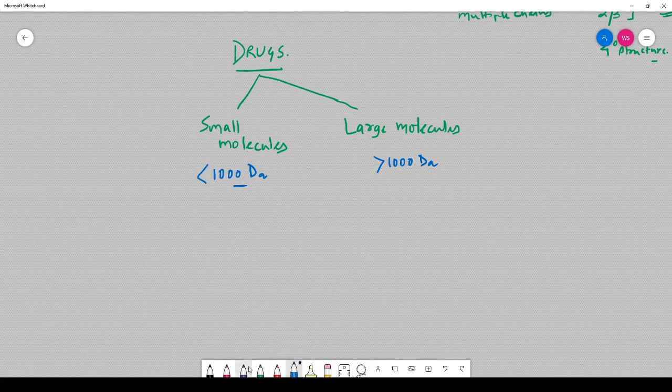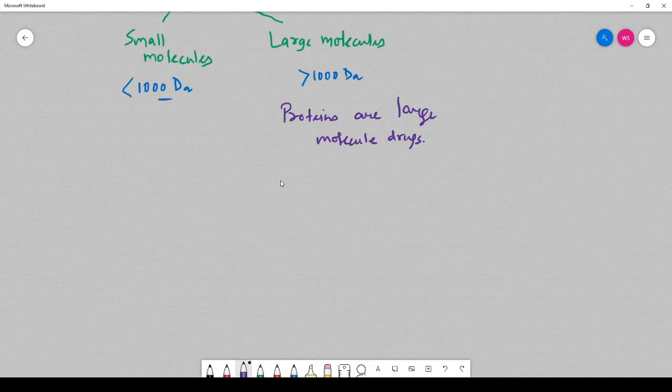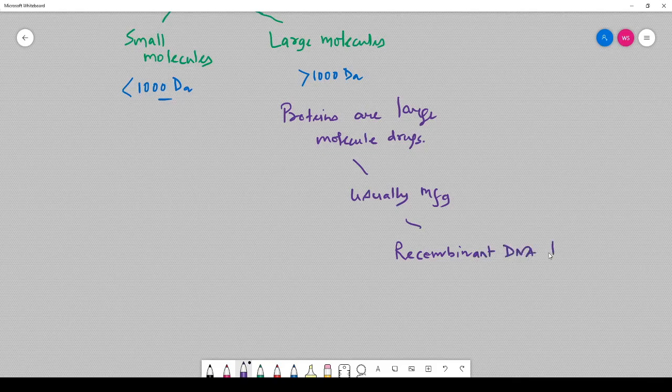So proteins, which we are studying, are large molecule drugs. They are usually manufactured by recombinant DNA technology. But there are also drugs which are not produced by recombinant DNA technology. So there are also natural protein drugs.